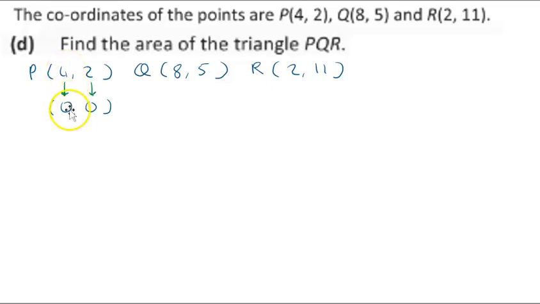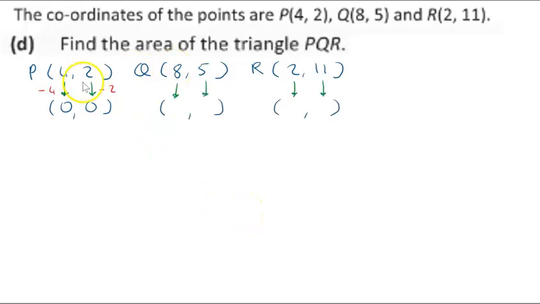So how did 4 become 0? I minused 4. And how did 2 become 0? I minused 2. So I have to minus 4 from each of the x values: from 8, and from 2. And I have to minus 2 from each of the y values: so from 5, I subtract 2, and from 11, I subtract 2.